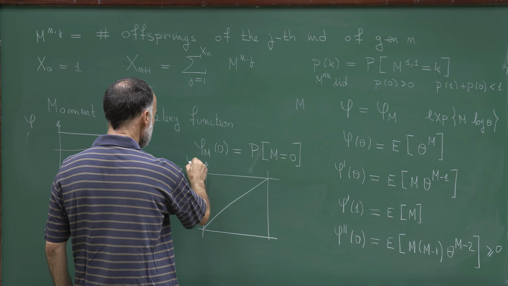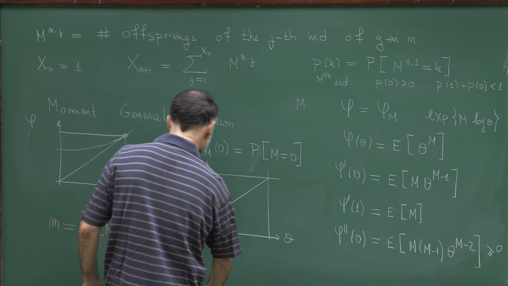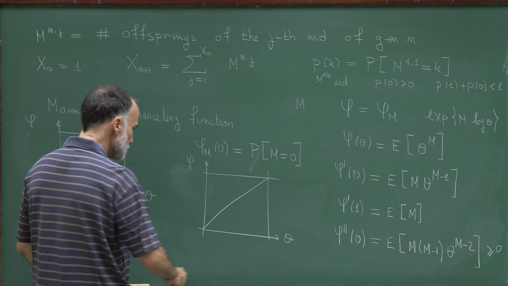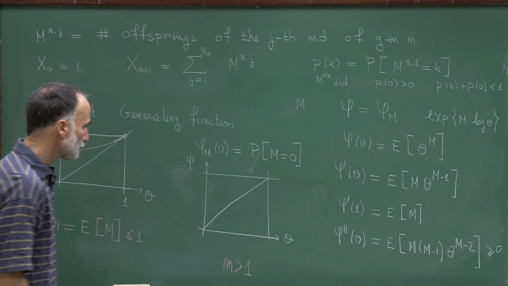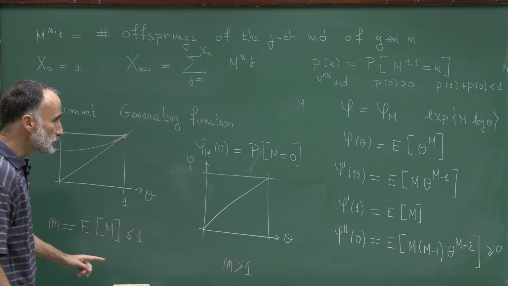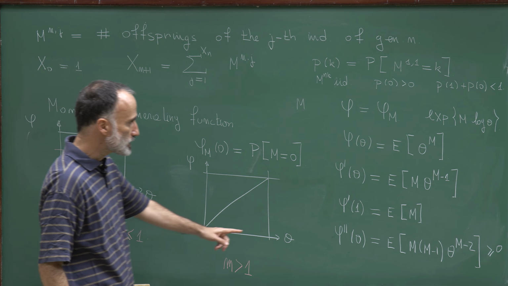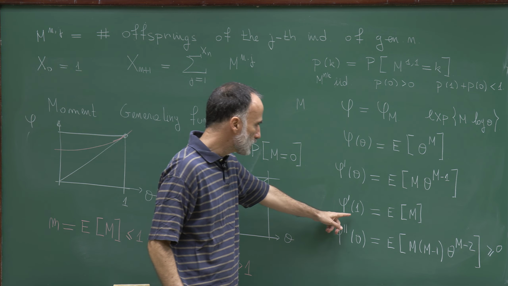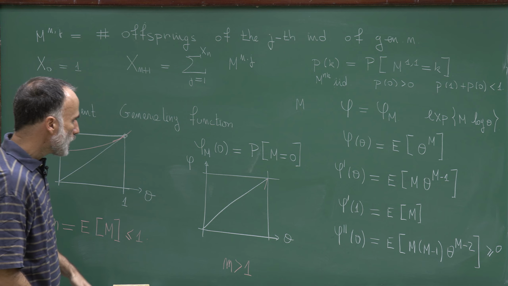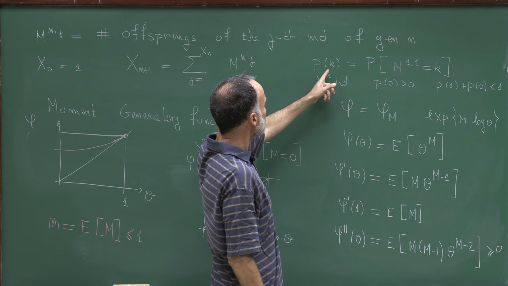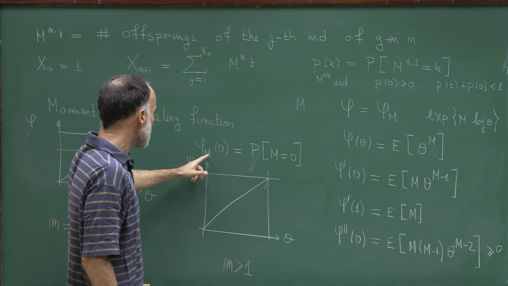So again, this is the function phi in terms of theta. There's the identity. And now let me assume that m, the expectation of m, is larger than 1. So if it's larger than 1, we have seen that the expectation is the derivative at 1. If the derivative is larger than 1, we get a function which close to theta equal to 1 looks like that. On the other hand, I assumed that p of 0 is strictly positive, which means that phi of 0 is strictly positive. So here is the value of phi of 0.